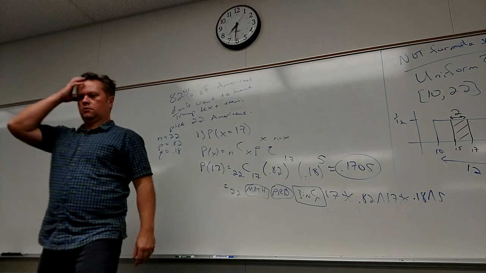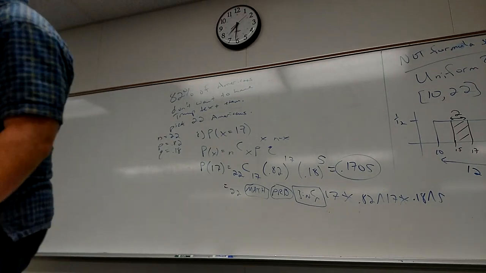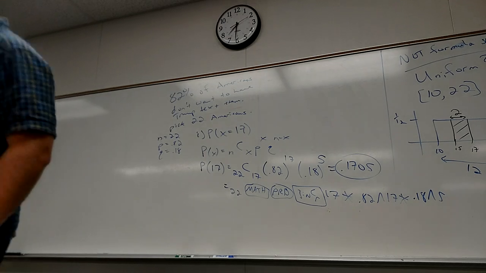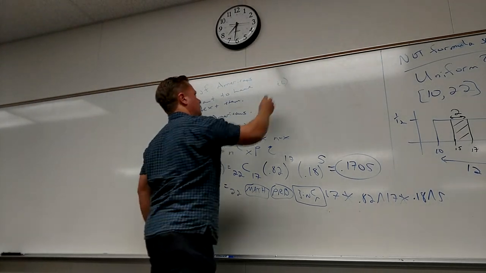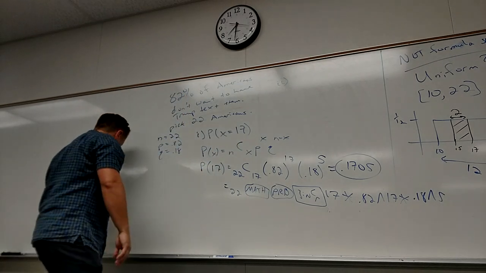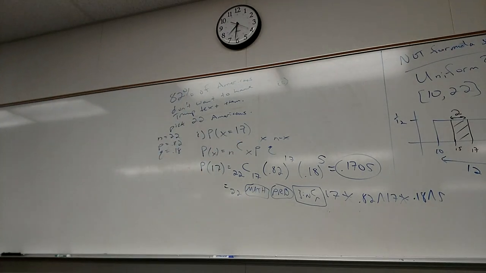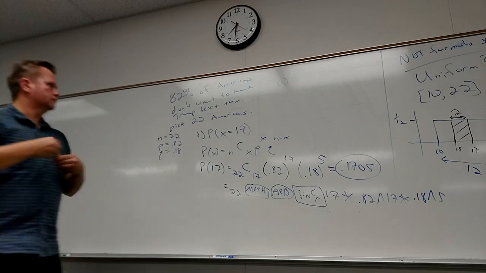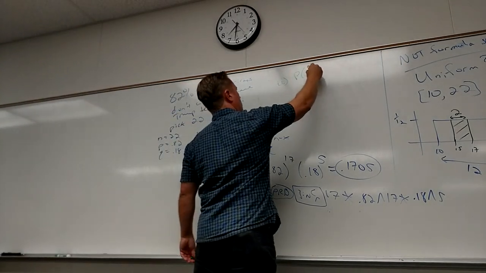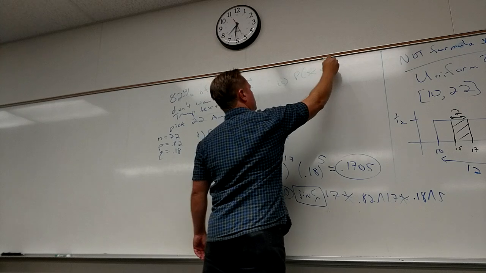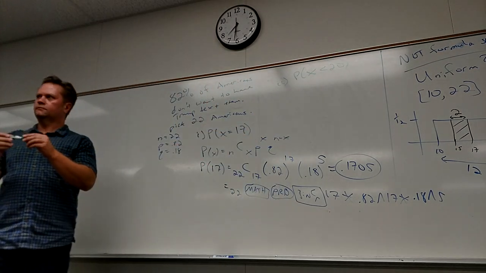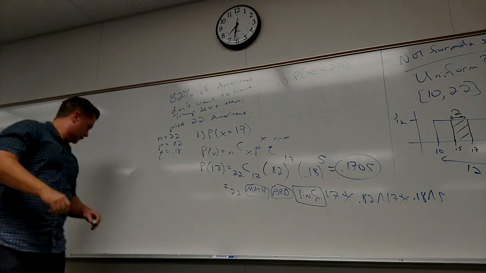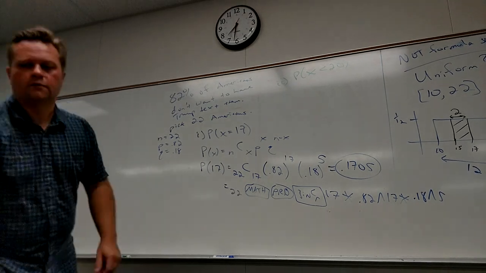Yes? Can you do one like the probability that x is less than 20? Yeah, so let's do it like with this. Okay. Let's try you out. Yeah, let's do x is less than 20.